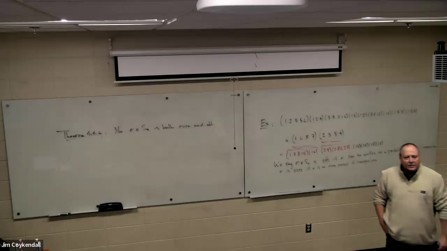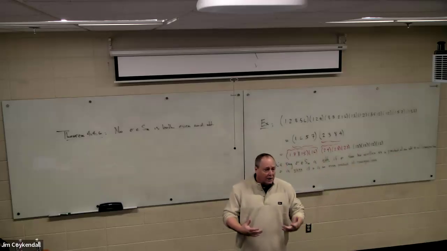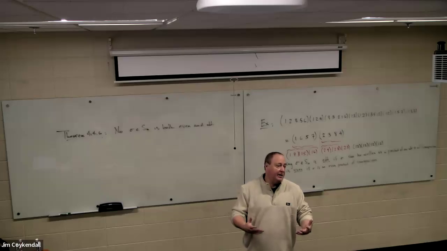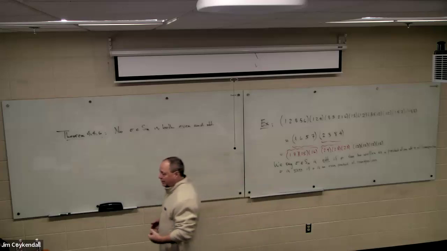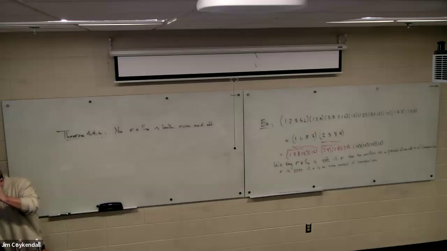I think that's a good strategy. So Lily's strategy is this: assume that you can. Assume that you find something out there that can be written as a product of an odd number of transpositions and also an even number of transpositions. So we're going to give that a whirl and see what shakes out here.